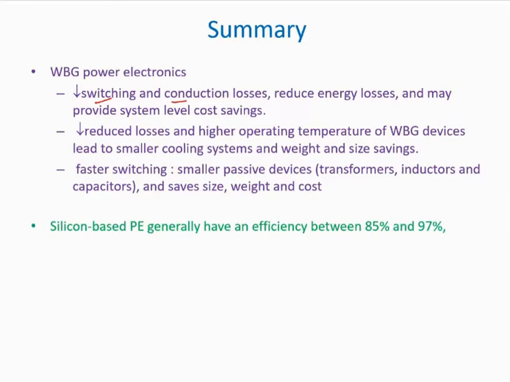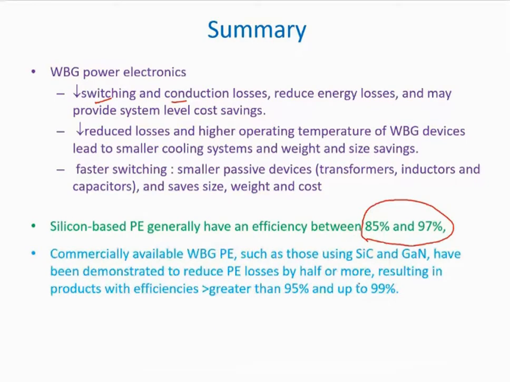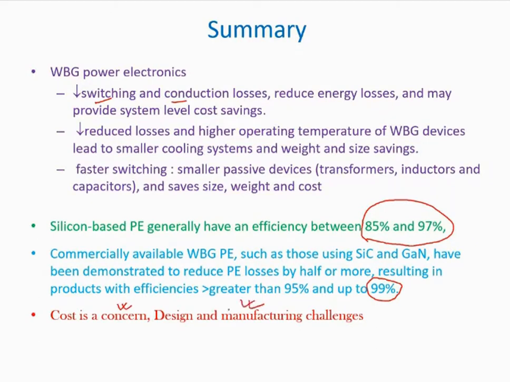A silicon-based solution typically has an efficiency figure of 85% to 97%. With these wide bandgap devices, you can target 99%. For some applications, they are saying that they have achieved more than 99% efficiency. But still there is a challenge from the cost side, from the manufacturing side, from the design criteria of your power electronic system, specifically the auxiliary side and the PCB layout, etc. Once these issues can be taken care of, wide bandgap devices have a very promising future.